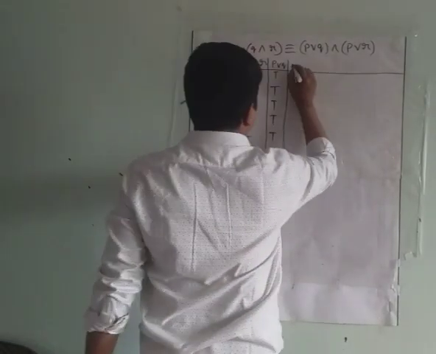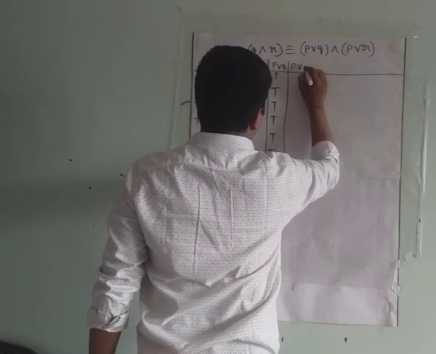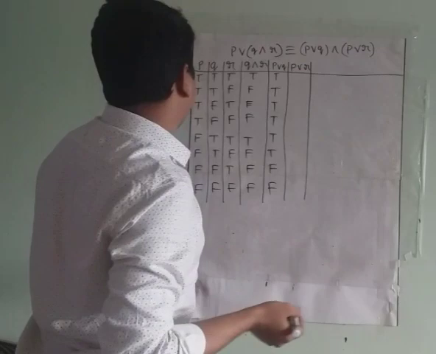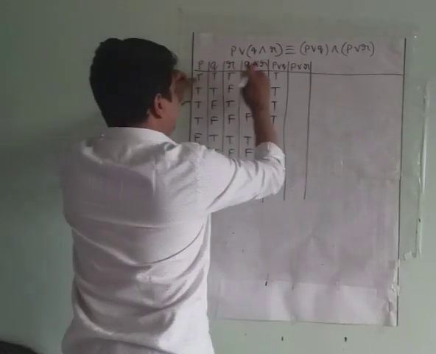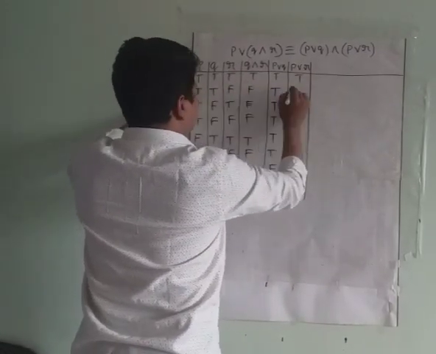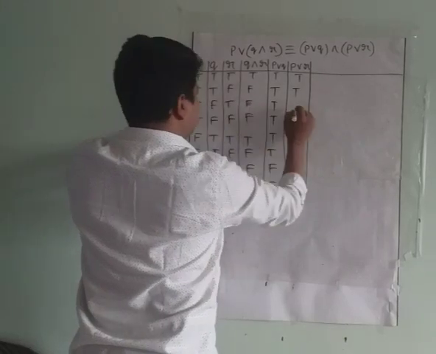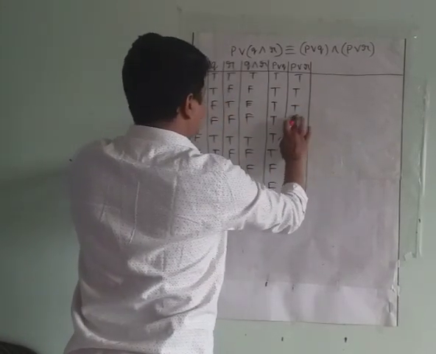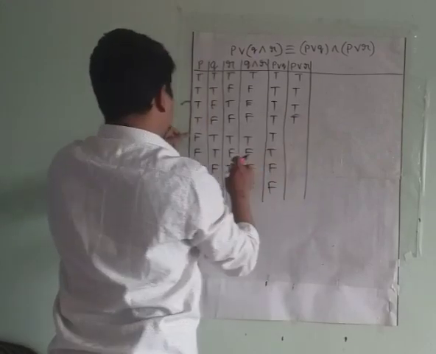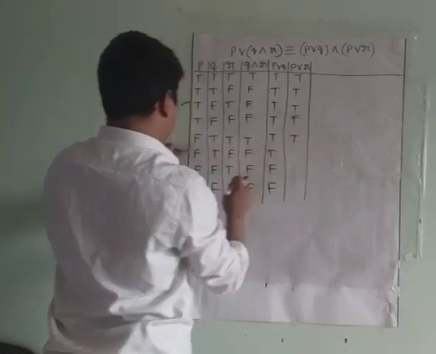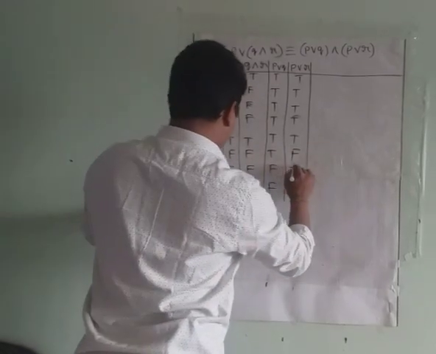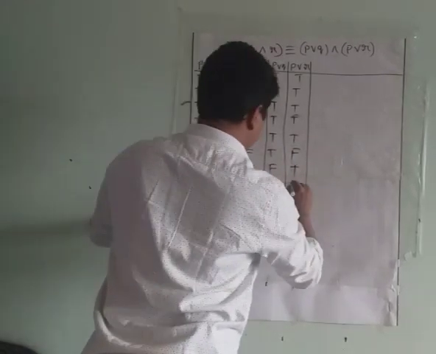Trying for P disjunction R. P disjunction R. T T T T F T T T T T F T, then F T T F F will be F, F T will be T, and F F will be F.